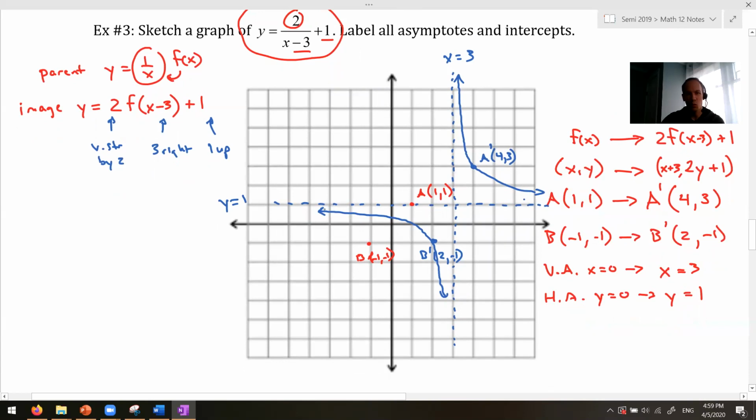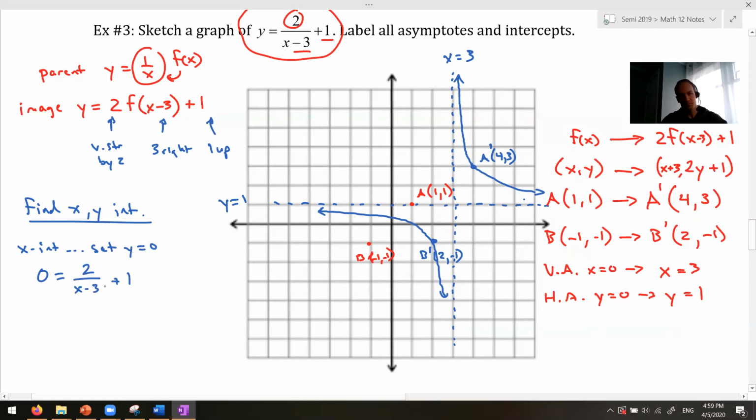And in fact, the one that I just drew down here, I'm thinking, why don't we figure out the intercepts? So another thing which would be good is to find the x and y intercepts. And that's something that's very easy to do. That's no different in this unit than any other unit. If we want the x-intercept, we're going to set y is equal to 0. So why don't we actually do that? 0 equals 2 over x minus 3 plus 1.